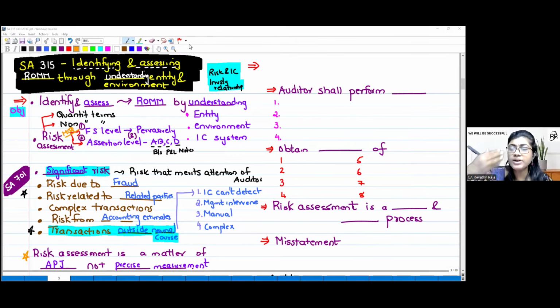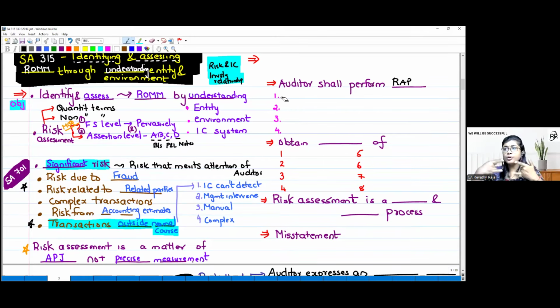Auditor shall perform dash procedure to assess risk. From SA 500, we are learning RAP, FAP. Auditor shall perform what procedure? Very good. Auditor shall perform, can I put short word? Risk assessment procedure, RAP. How will you perform RAP?